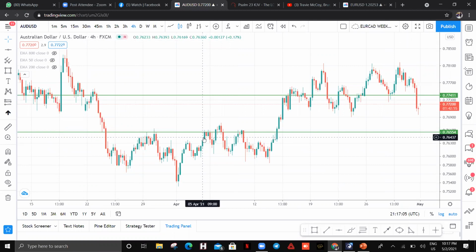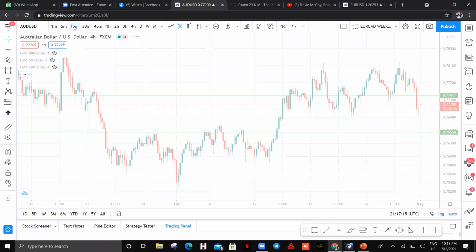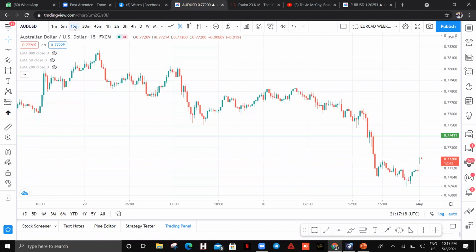You'll see how price is going to react by the time you draw your pivot level. Look at this. See this pivot level here. See how price reacted to it. So let me go to 15 minutes and see what we're going to do. You can see that we still have the same reaction.